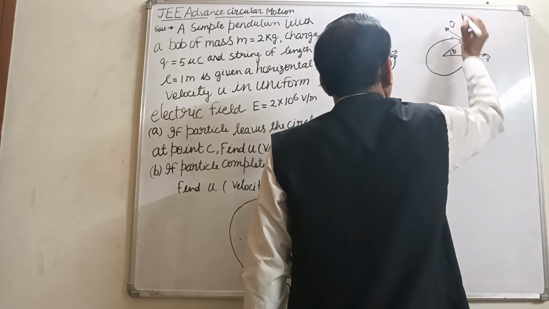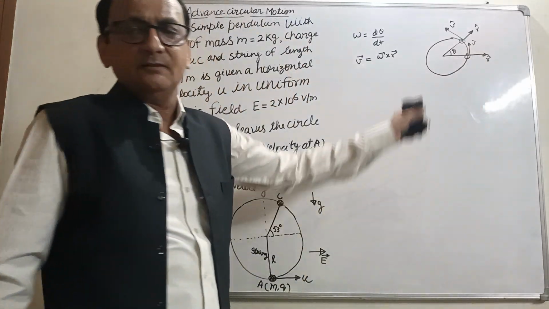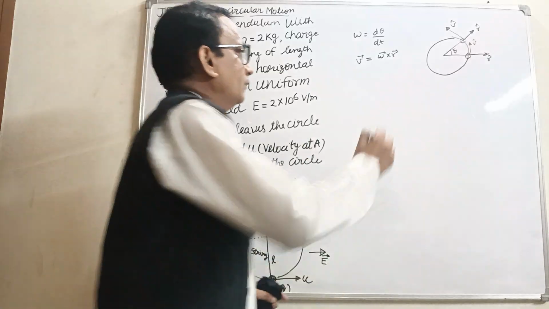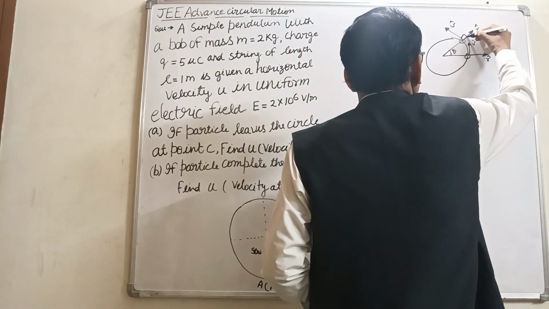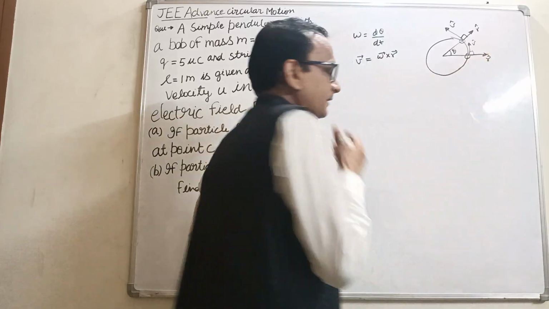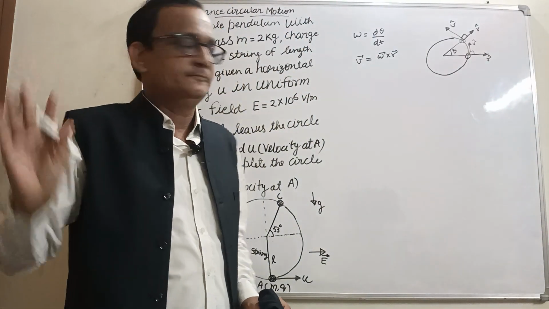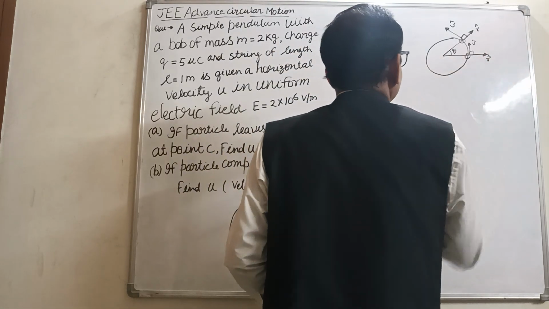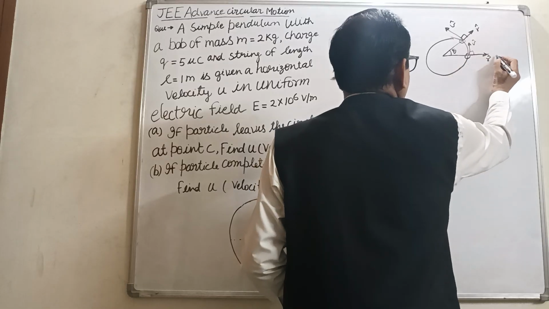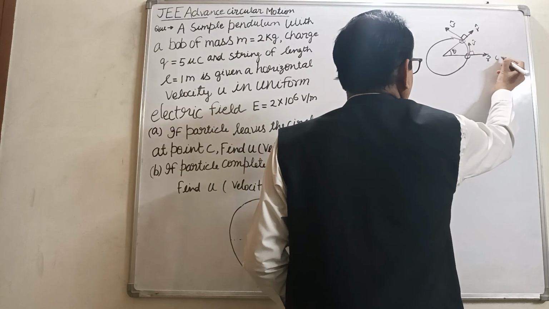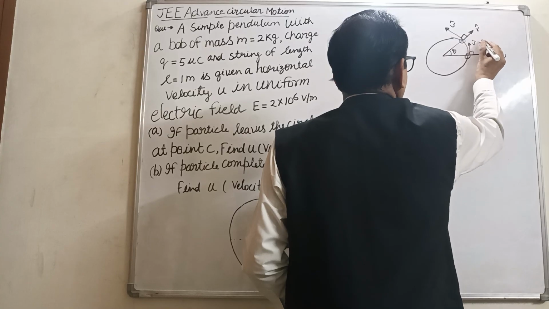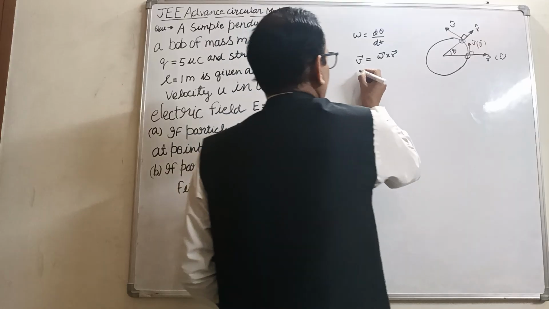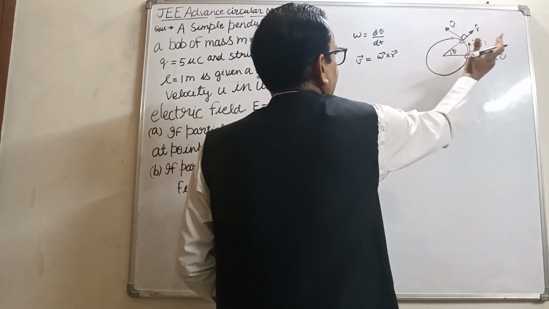The velocity vector and the position vector are always orthogonal, so the angle between the velocity vector and the position vector is always 90 degrees. Suppose this is the initial position, this is the radius vector in the I cap direction, and the velocity is in the j cap direction. So what would be the omega? Omega would be in the k direction.